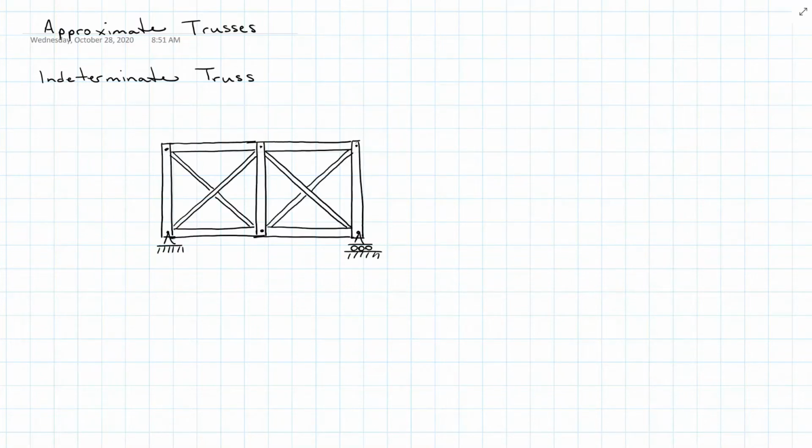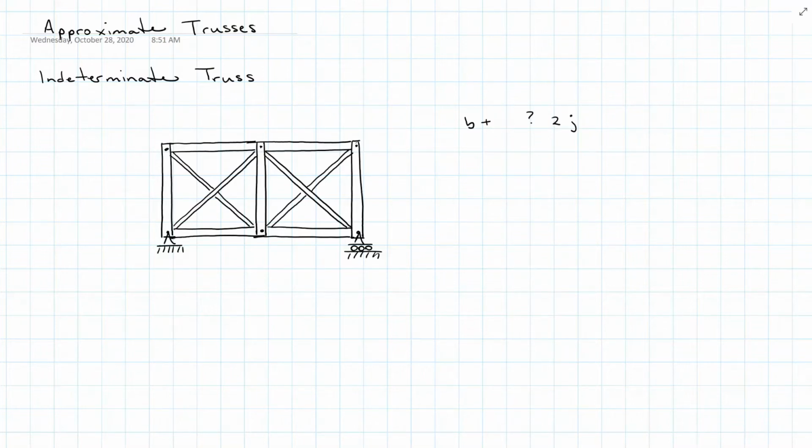We're going to talk about approximate trusses. So why do we need to approximate a truss? Well, we need to approximate a truss if it is indeterminate. Remember our determinacy equation for trusses, which is B plus R and its relationship to 2 times J.